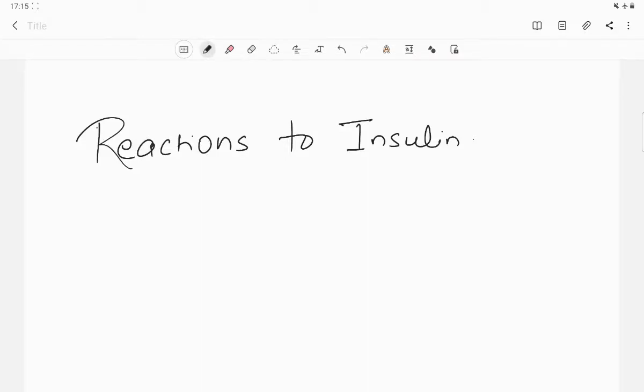Today we are going to talk about reactions to insulin. Now, insulin is something that is very common these days, since the prevalence of diabetes has increased in the population and insulin is most frequently given to diabetics. It is important to understand some reactions to insulin, or we can say adverse effects of insulin.